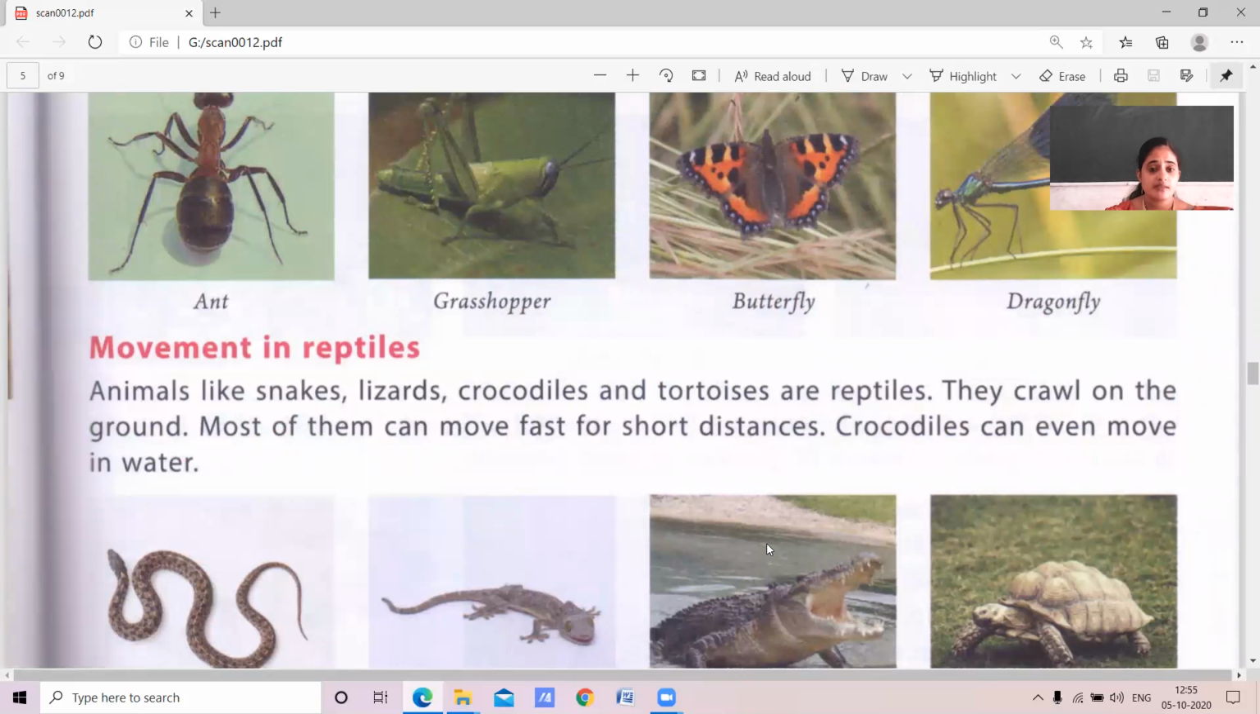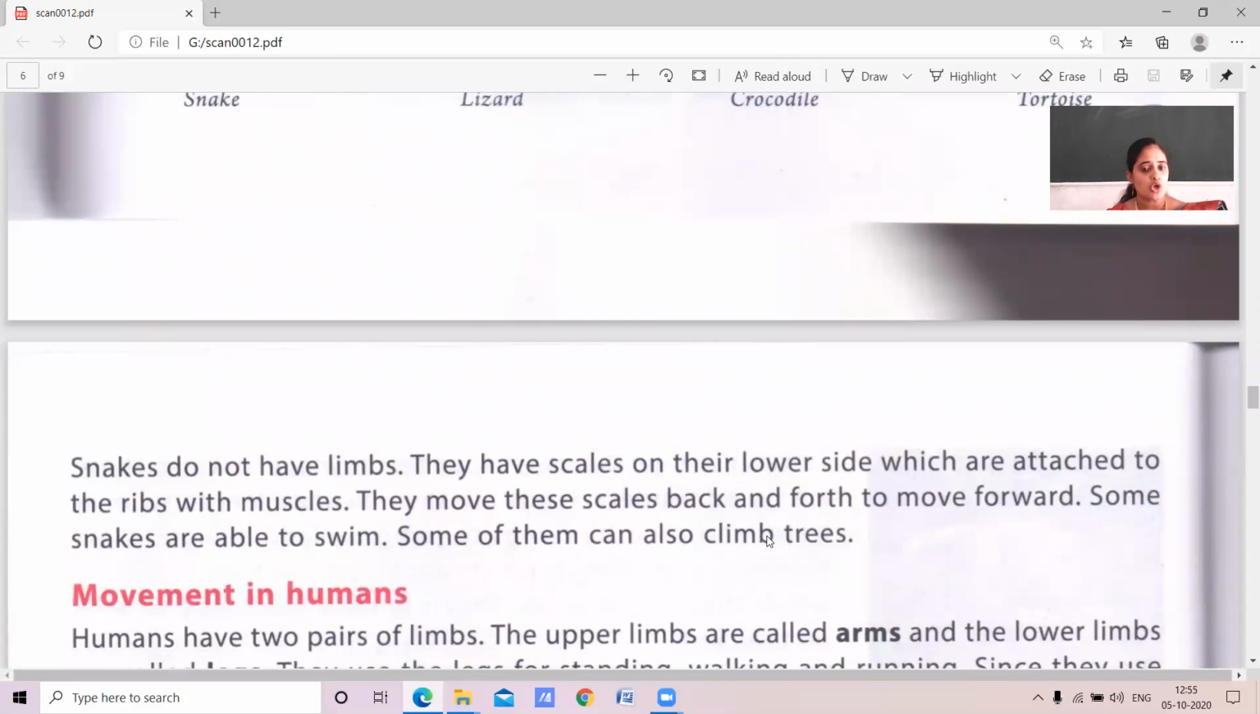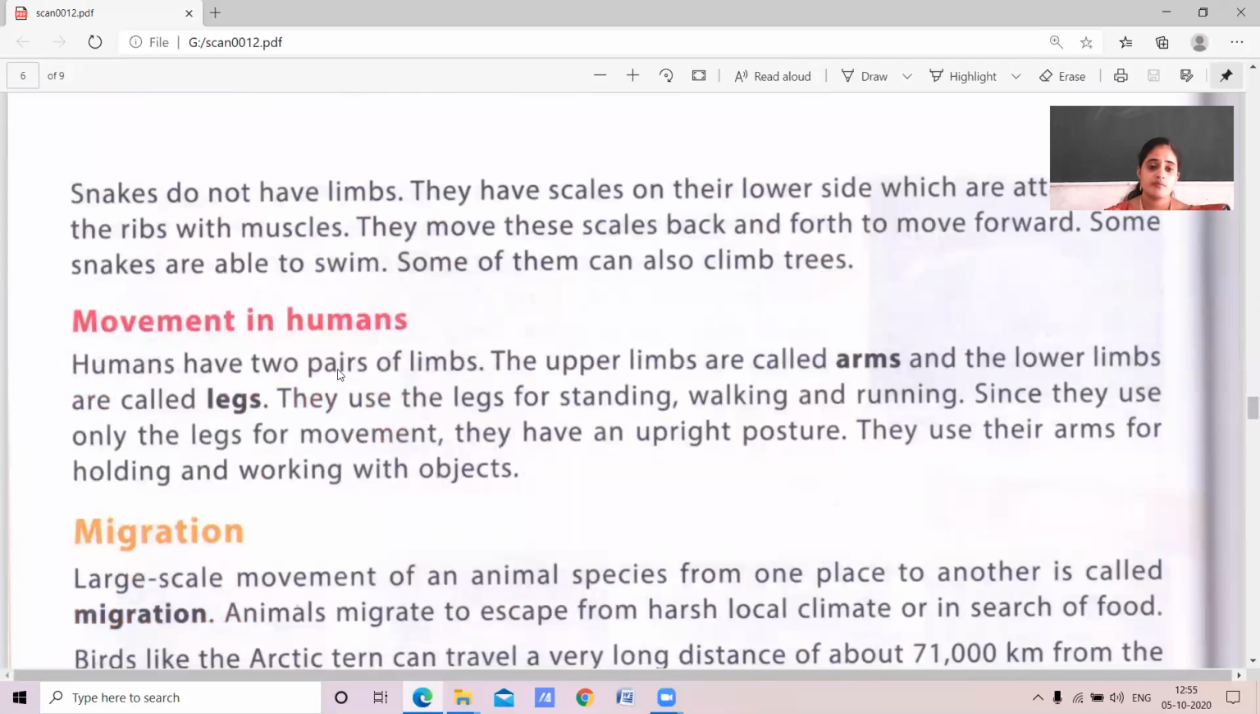Movement in reptiles. Some reptiles like snakes, lizards and crocodiles show different ways of moving. Snakes do not have limbs. They have scales that help in moving from one place to another, which are attached to the ribs with muscles. Human beings show movement with the help of a pair of limbs. The upper limbs we call arms, and the lower limbs are called legs. Through the legs, human beings show movement.